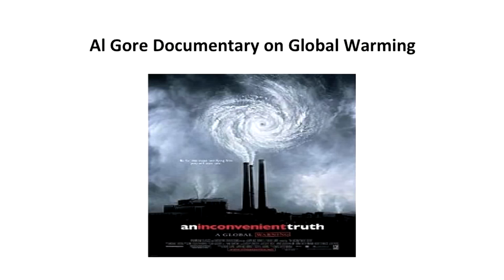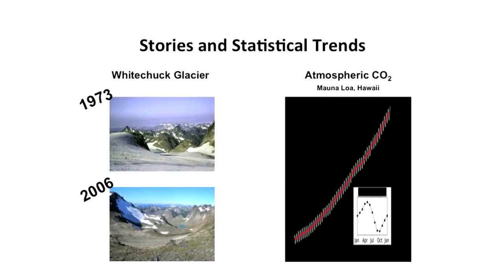But when you look at this documentary, it's a mixed methods documentary because Al Gore combines both the stories as well as statistical trends. For example, he shows some pictures of how the glaciers have changed over time and talks about that story of change over the years. And then in the next slide, he's showing us some graphs, some pictures of how these changes have occurred.